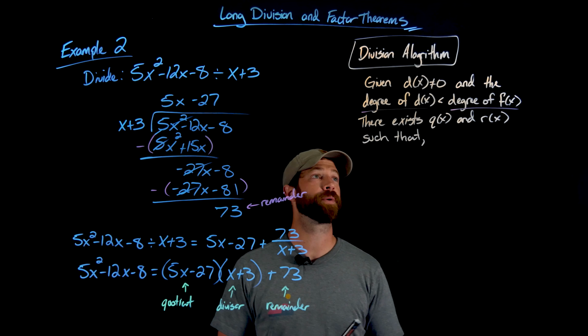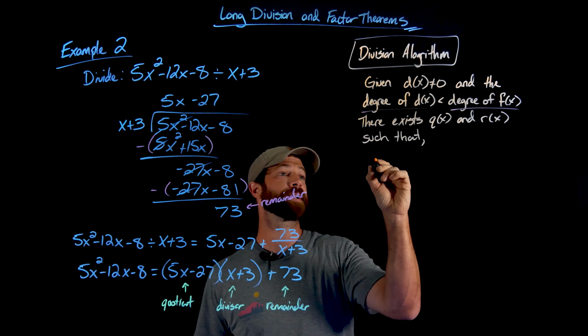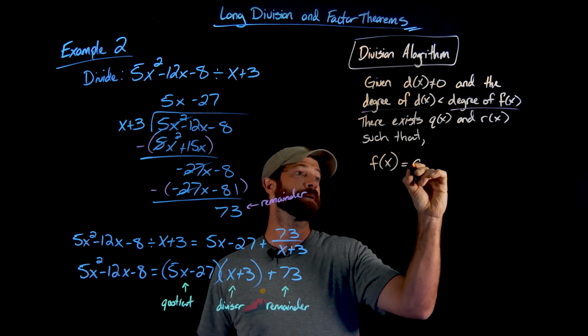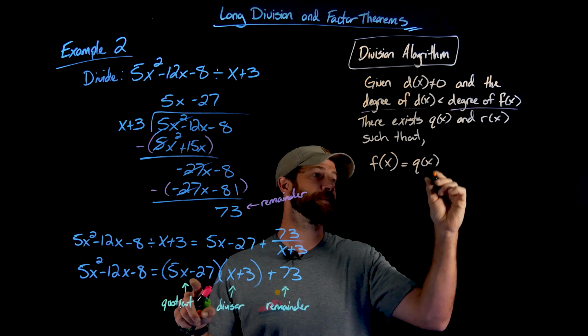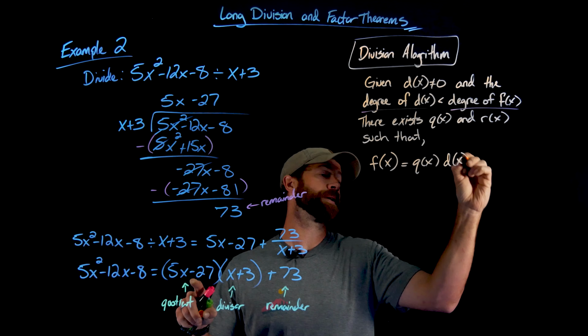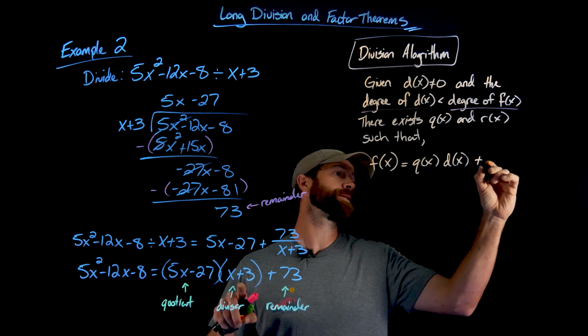So generally written, we know that this quotient and remainder exist such that the function equals this quotient function, 5x minus 27 in this case, times this divisor function right here, d of x, so in our case that's x plus 3, plus the remainder.